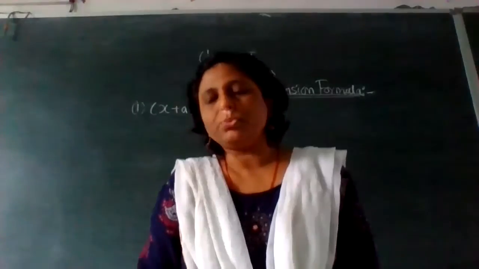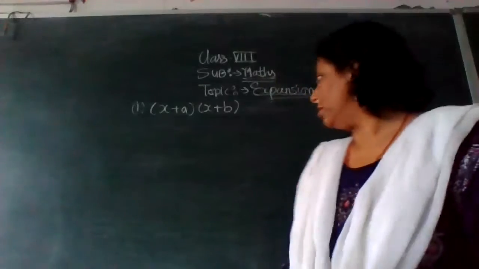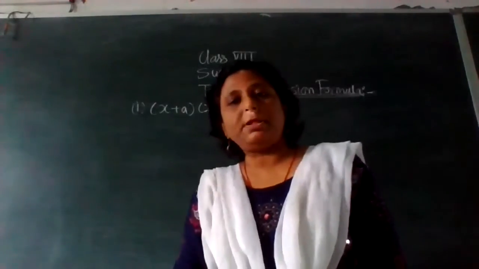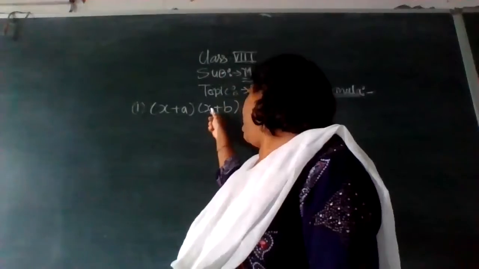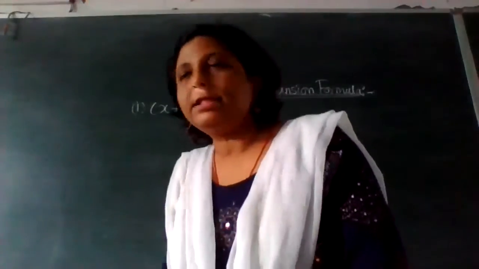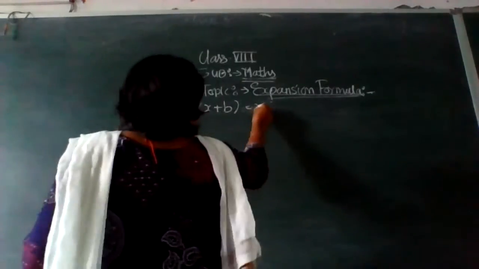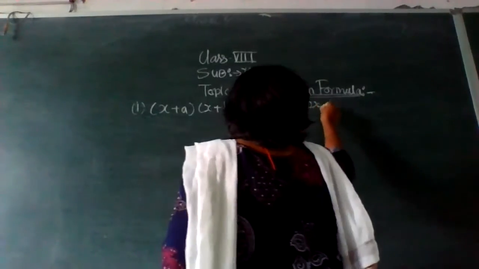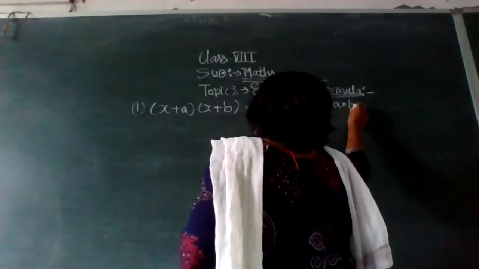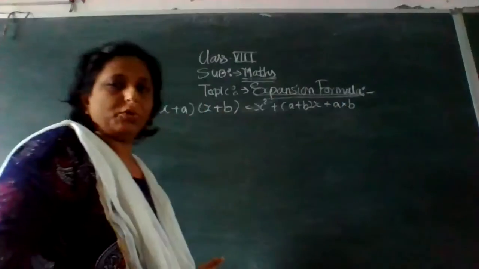Good morning. So today we'll go for the fourth formula, that is (x + a)(x + b). So that is (x + a)(x + b) equal to x² + (a + b)x + ab. So this is the fourth formula, sorry.